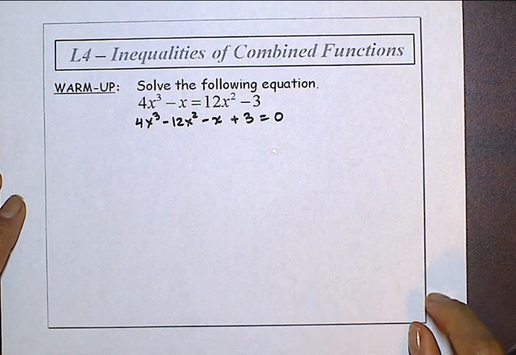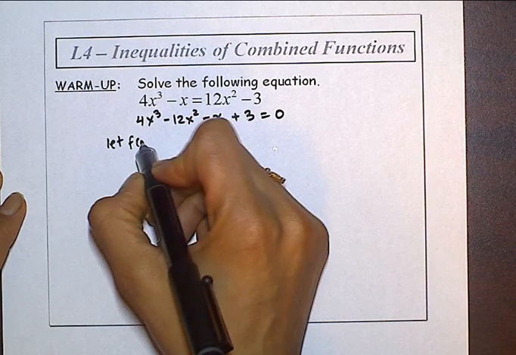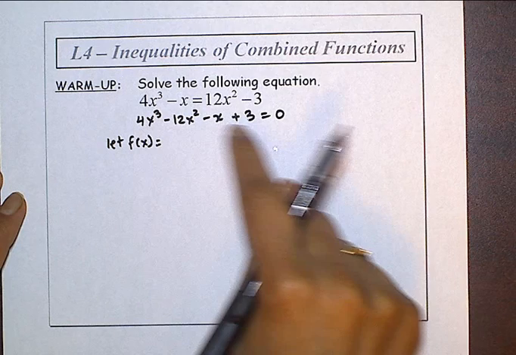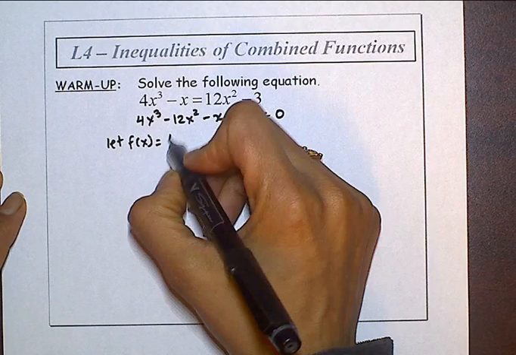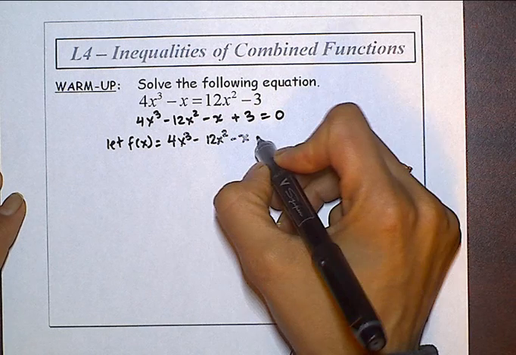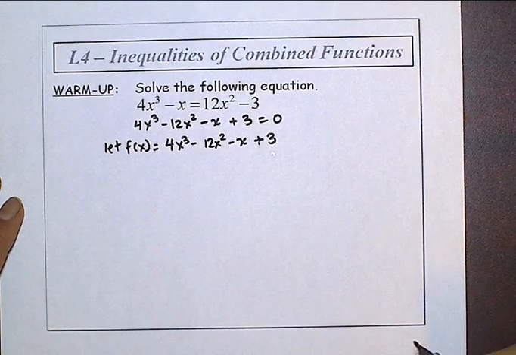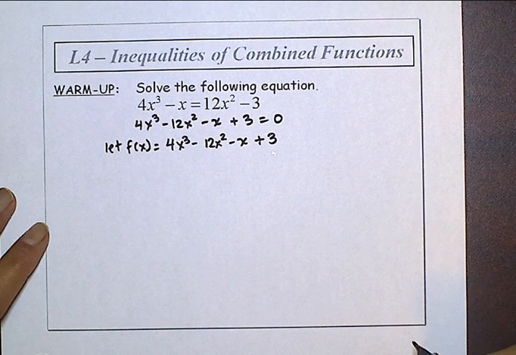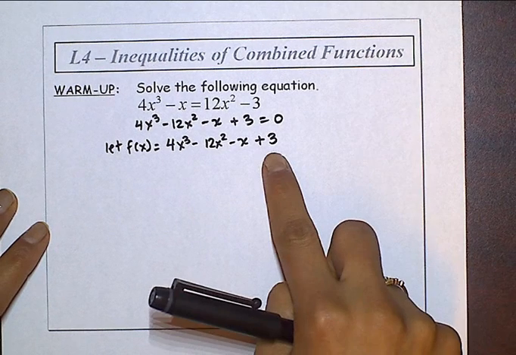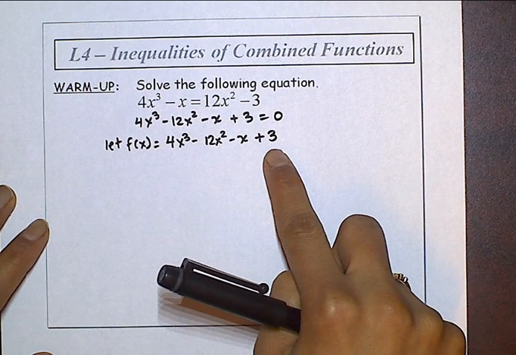And I'm going to let f of x equal just the left-hand side of the equation. So I have 4x cubed minus 12x squared minus x plus 3, just so that I can use the factor theorem to figure out at least one of the factors. And to figure out one of the factors here, you usually want to refer to the last digit, and you want the factors of 3. So in this case, you can try positive and negative 1 or positive and negative 3.